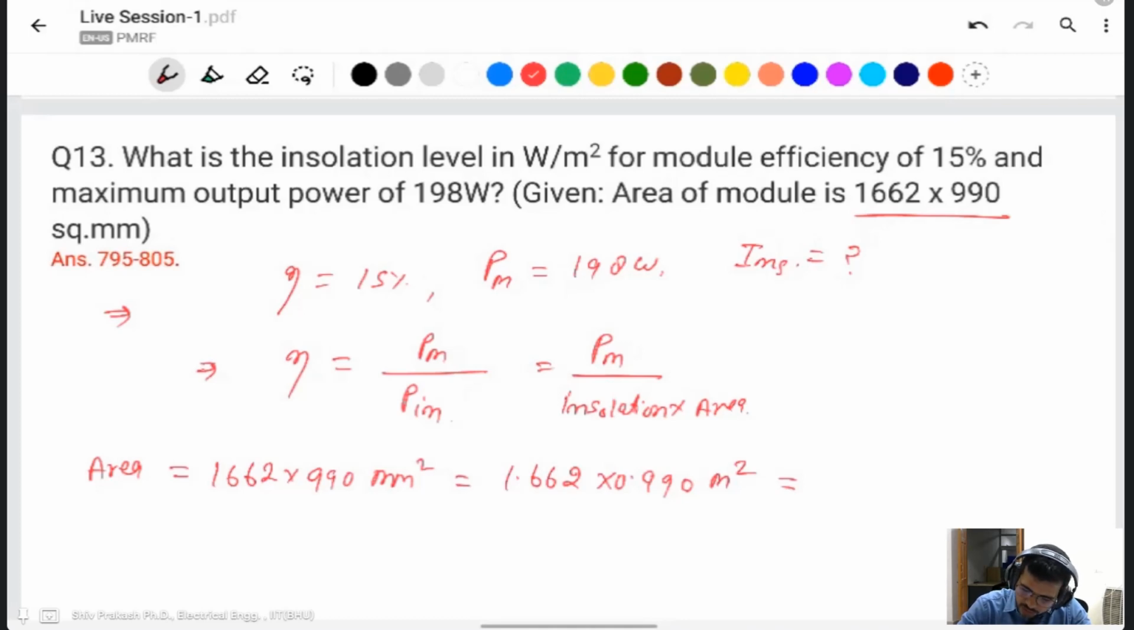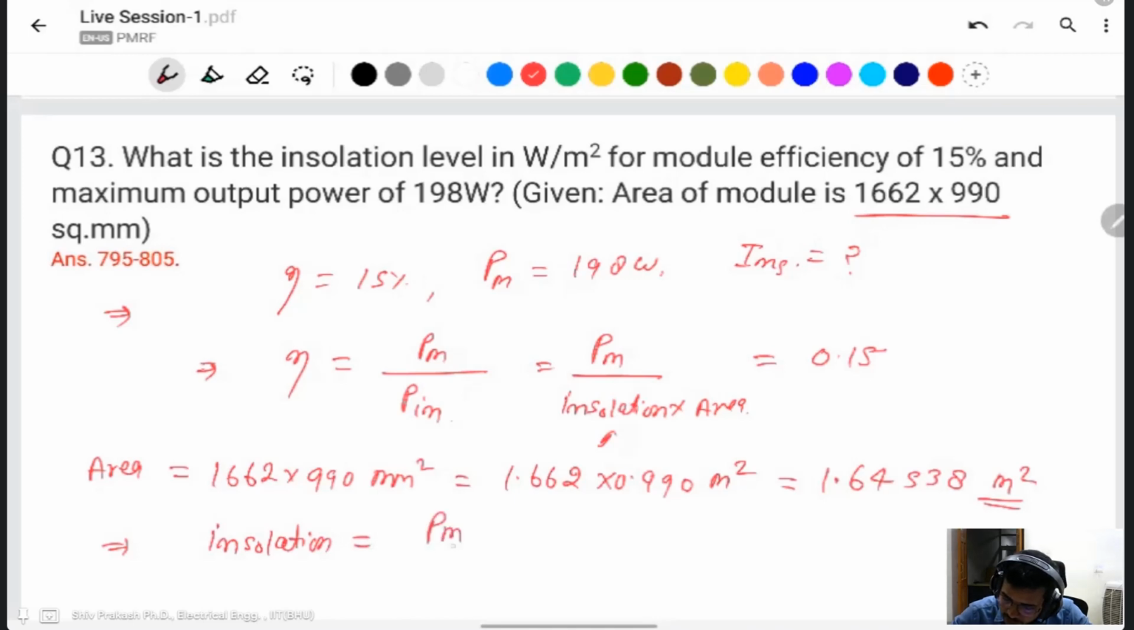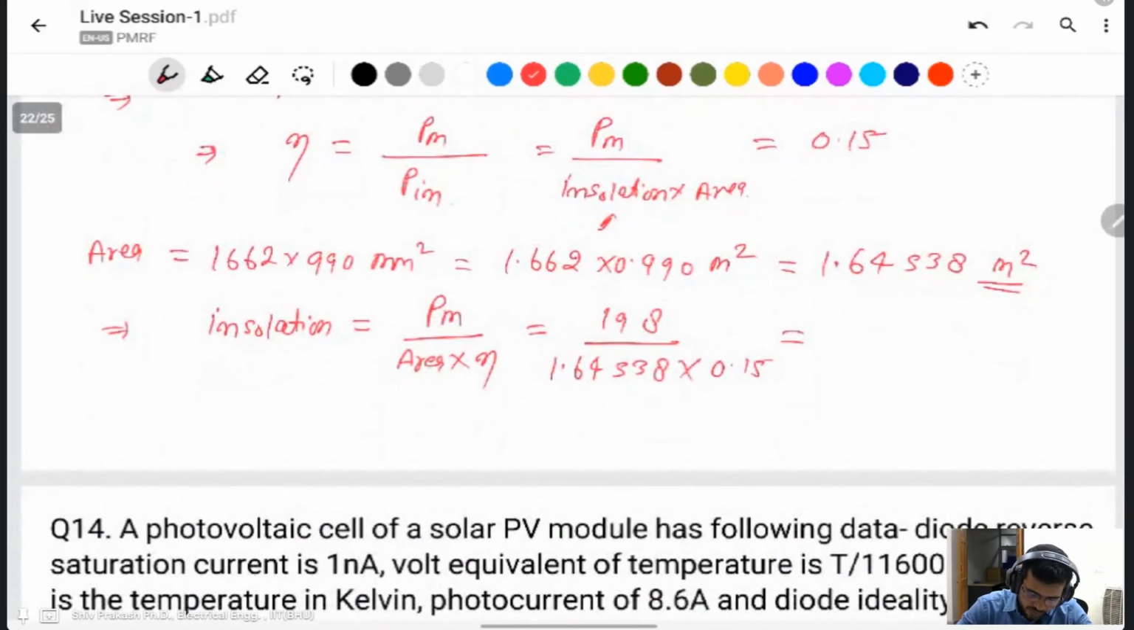The area is 1.64538 meter square. Efficiency is 15%, which is written as 0.15. Maximum power is given as 198. Then what will be the insolation? Insolation is the maximum power divided by area into efficiency, so 198 divided by 1.64538 into 0.15, which is about 802.24 watt per meter square.